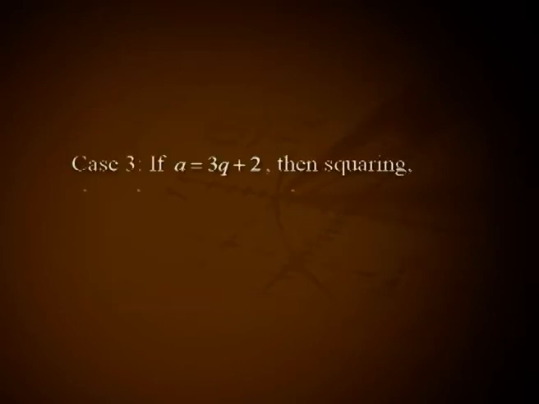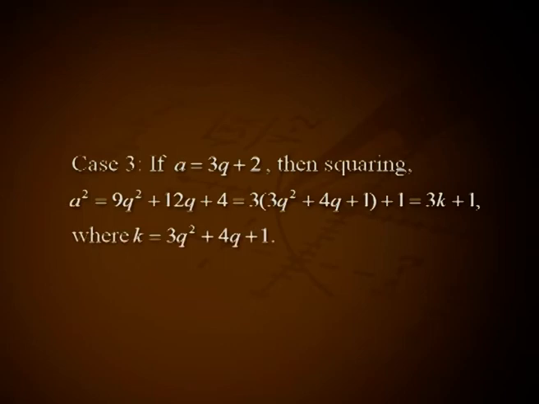Case 3. If a = 3q + 2, then squaring, a² = 9q² + 12q + 4 = 3(3q² + 4q + 1) + 1 = 3k + 1, where k = 3q² + 4q + 1. Hence, the result is established in all cases.